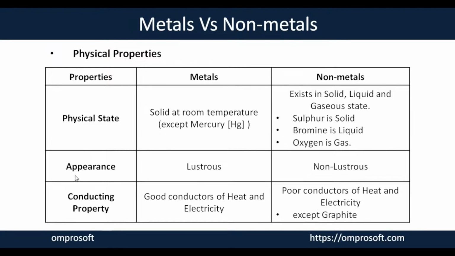The next physical property is appearance. Metals are lustrous, they are shiny, but non-metals are dull, not lustrous. Next one, conductivity. Metals have free electrons in their atomic structure. That is why they are good conductors of heat and electricity. But non-metals are poor conductors of heat and electricity. They do not have free electrons in their atomic structure, except graphite. Graphite, made up of carbon, is the only non-metal which conducts electricity.